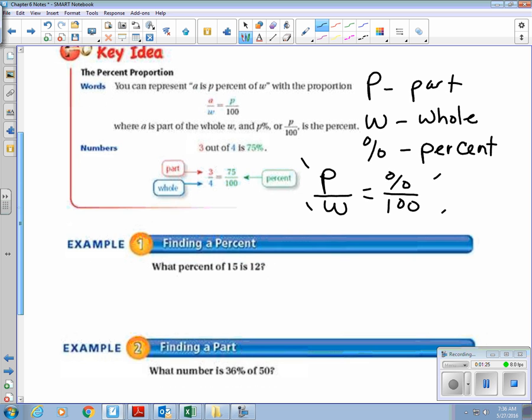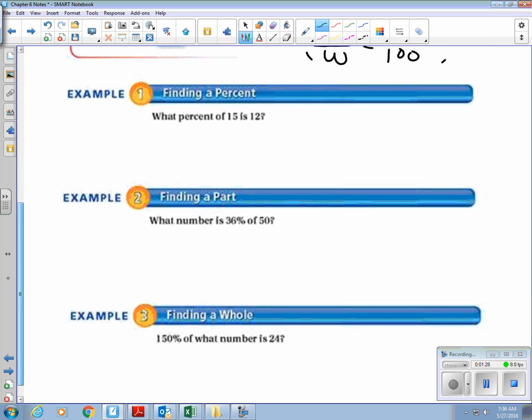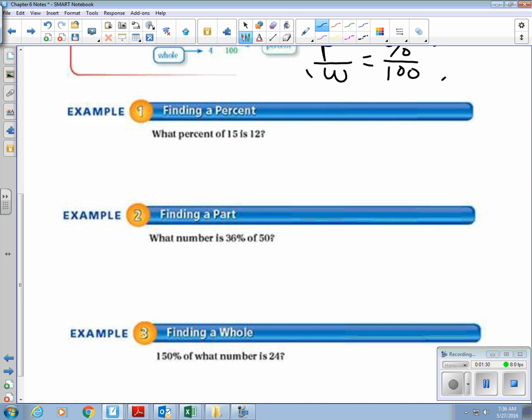So let's take a look at an example here. Finding a percent. What percent of 15 is 12? We have a couple of key words here that we want to look at. The word of, right here, and the word is. Is tells us the part of something. So when it says is 12, that means 12 is the part. It's part of something that's the whole. Of tells us the whole amount. So those are our key words that we're looking for.